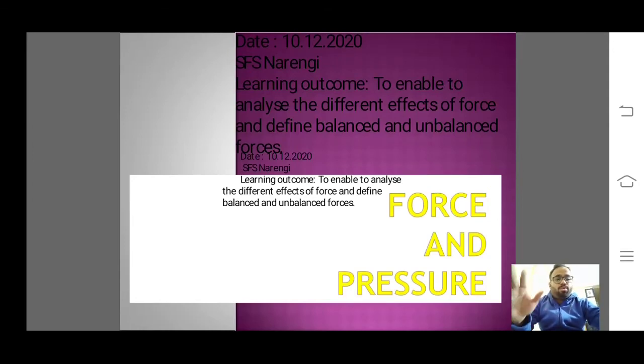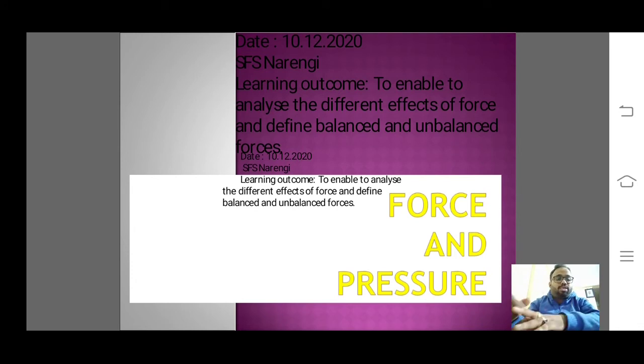Today we'll be discussing the revision facts of force and pressure. Students, we have already discussed the various types of forces occurring in this chapter, the different types of pressure, the different types of forces and their applications. Today we'll be doing the recapitulation of the entire chapter, that is force and pressure.